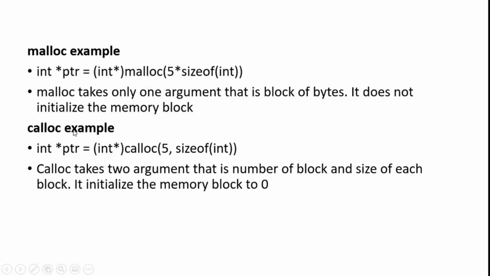On the other hand, calloc takes two arguments. The first one is the number of blocks that have to be allocated and the second is the size of each block, and it initializes the memory block to 0.